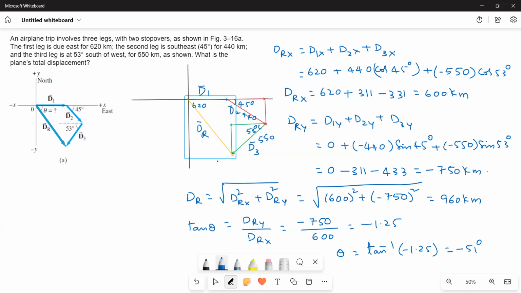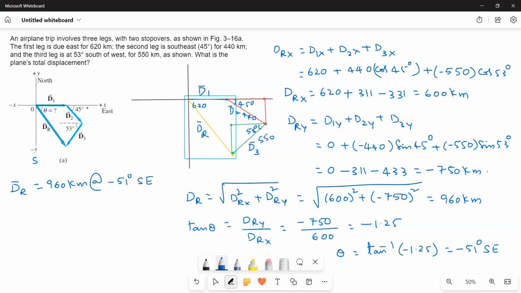And then the direction. This is the south, I will write here south, and this is the east. So it is going south from the east. So southeast. Okay. So this value dr is equal to 960 kilometers at negative 51 degrees, southeast.